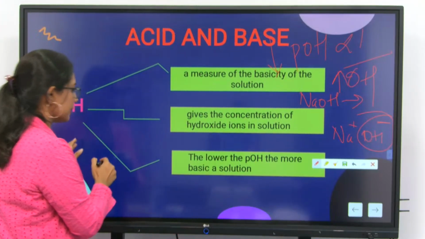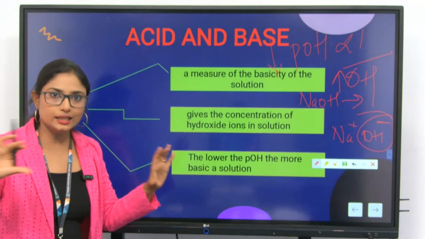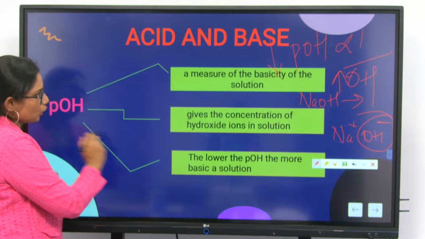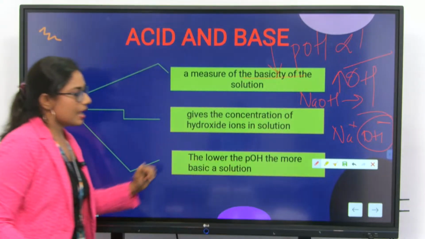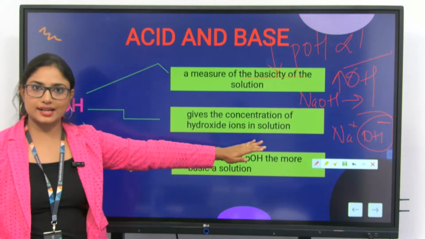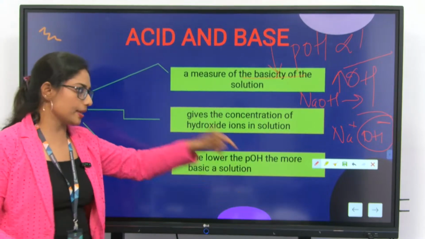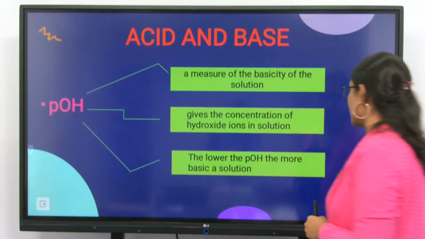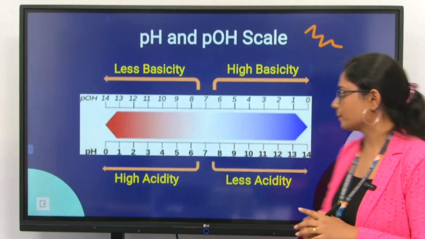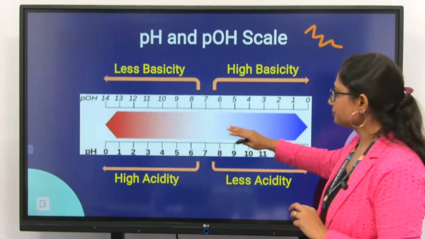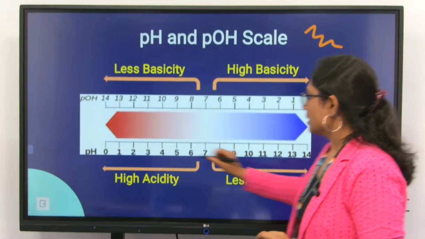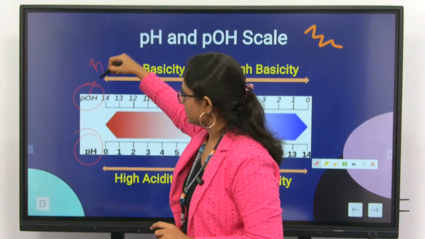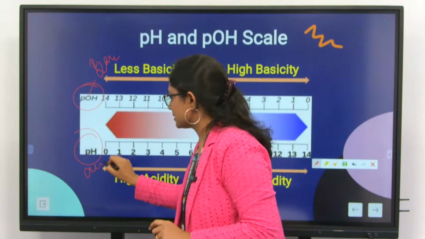Okay, lesser the pOH, greater will be the basicity. So pOH and pH are just a scale to measure the acidity and basicity. pOH measures the basicity of a solution and gives the concentration of hydroxide ions in a solution. Lower the pOH, more basic the solution. So these pH and pOH are just a scale to measure the basicity. So yeah, it is given here. It is pOH and pH. This is for base and this is for acid.